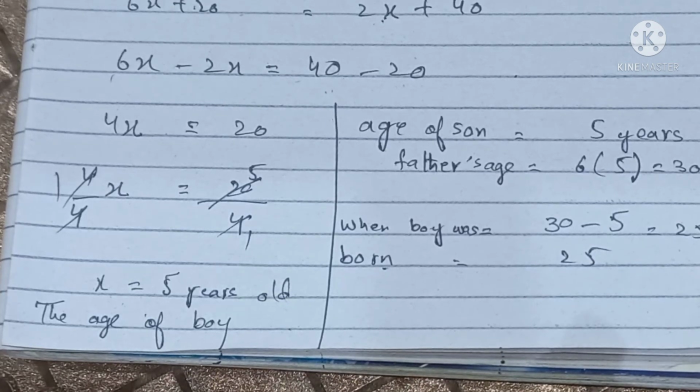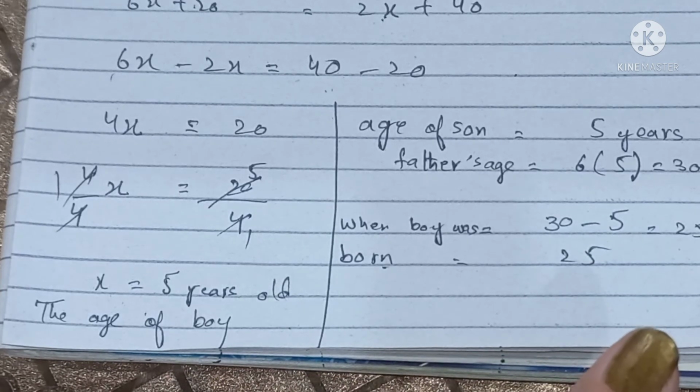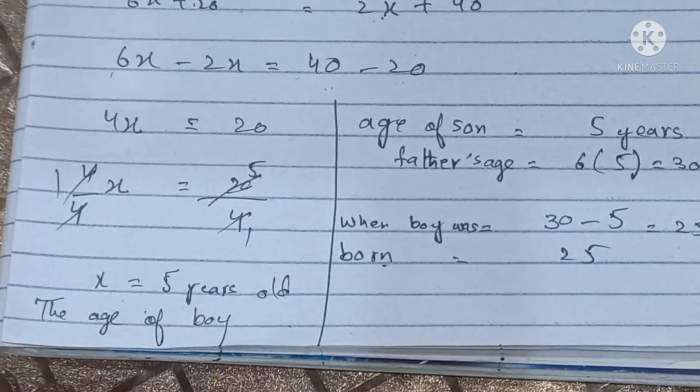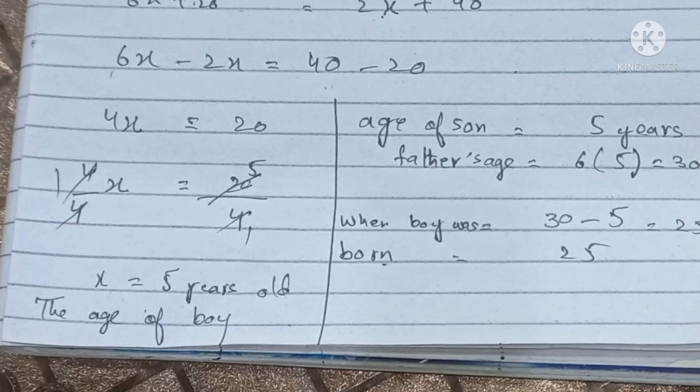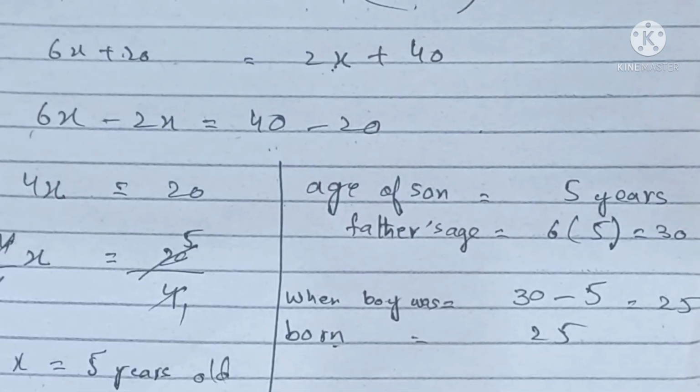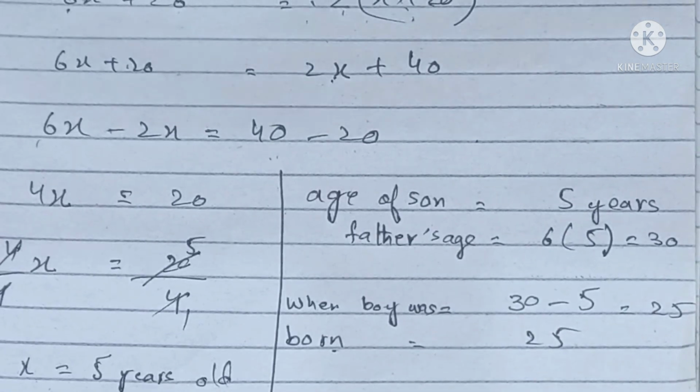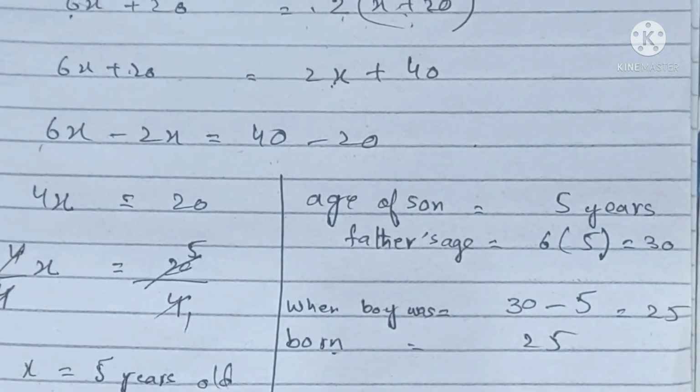And after 20 years, when he is 25 now, what will be the father's age? 50. Very good. After 20 years, he will be 50. Exactly.